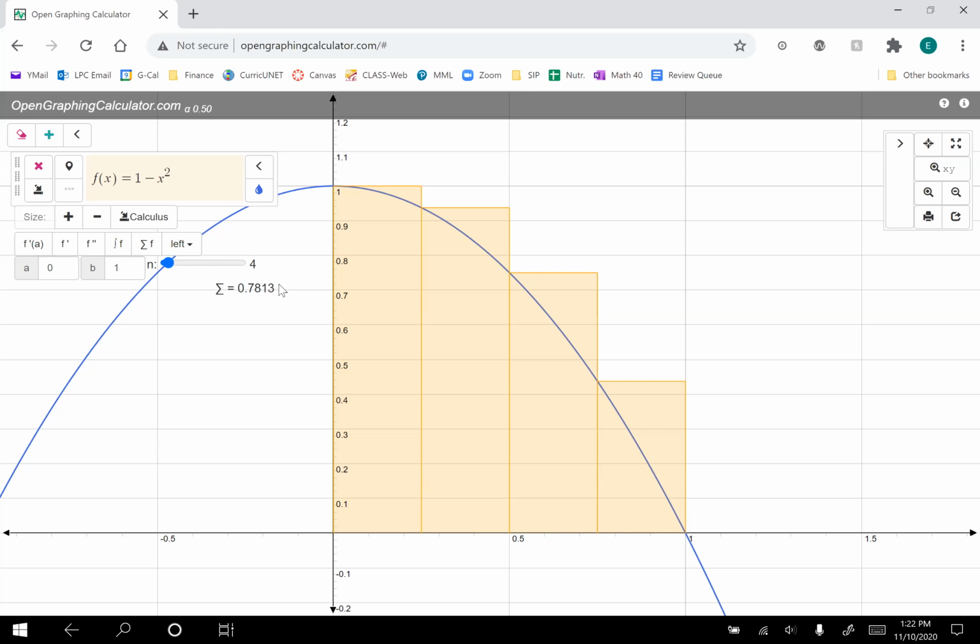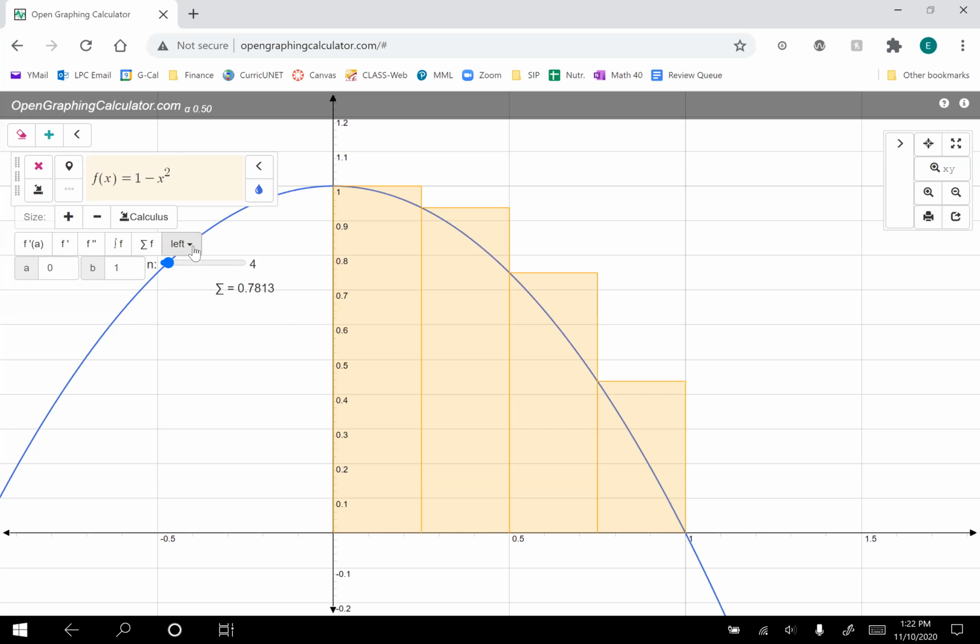Okay, there's that funky little E looking shape. That's a thing called a sigma, and we're going to look at that in section 5.2. But the approximate area is 0.7813. And notice on our notes, we had gotten 0.78125. So that would round up to 0.7813 if you're only doing 4 decimal places.